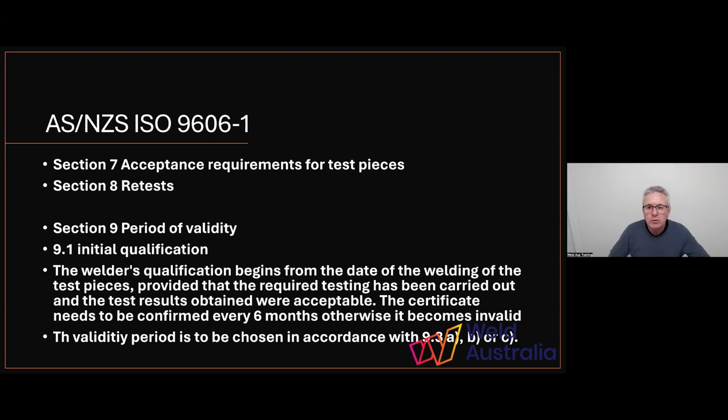So it says there, the welder's qualification begins from the date of the welding of the test piece, provided that the required testing has been carried out and the test results obtained were acceptable. The certificate needs to be confirmed every 6 months, otherwise it becomes invalid. All right. The validity period is to be chosen in accordance to 9.3 A, B, or C.